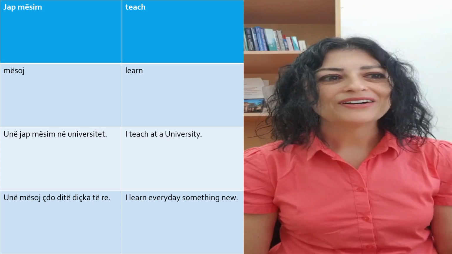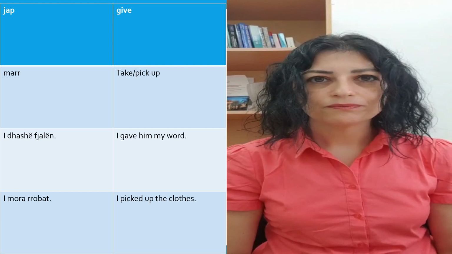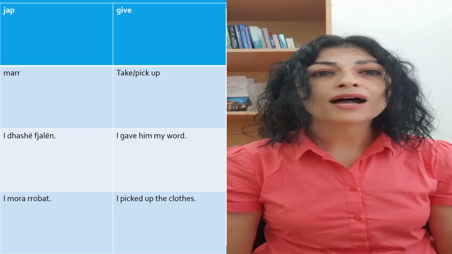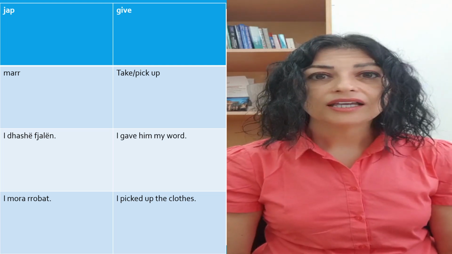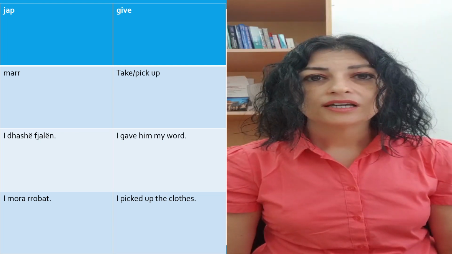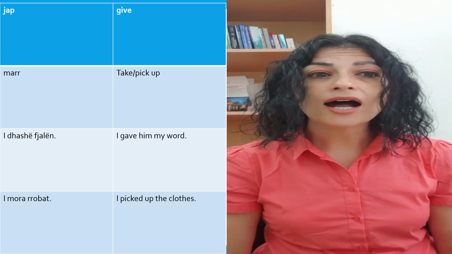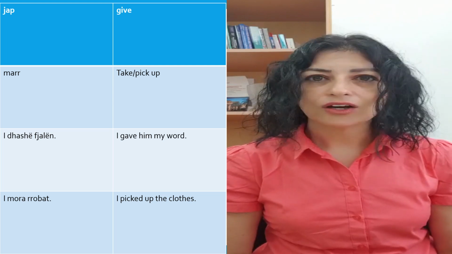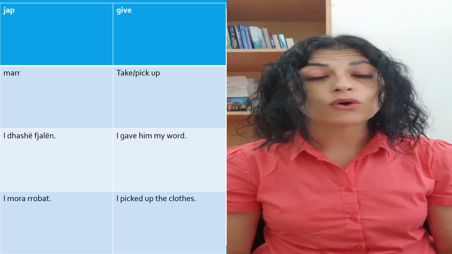Let's see other verbs. Here we have two other opposite verbs. Jap, to give, and marr, to take. For example, i dhashë fjalën. I gave him my word. And with the other verb, i mora rrobat. I picked up the clothes. So this verb marr, in Albanian, we can use to mean take or pick up.